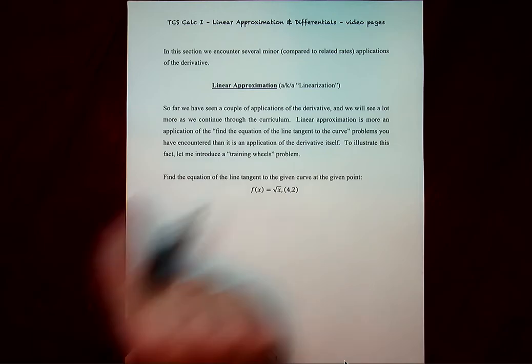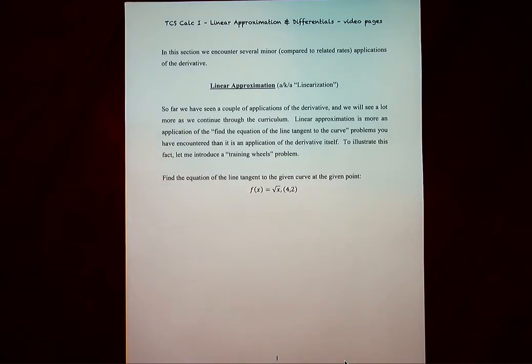So you want to just sort of read along with me right here. So far, we have seen a couple of applications of the derivative, and we will see a lot more as we continue. But linear approximation is more of an application of find the equation of the tangent line to the curve problems that we've encountered than it is an application of the derivative itself. And so what we're going to start with is something along those lines and what I've usually referred to in the past as training wheel problems. So let's go ahead and get started with our equation of the tangent line problem.